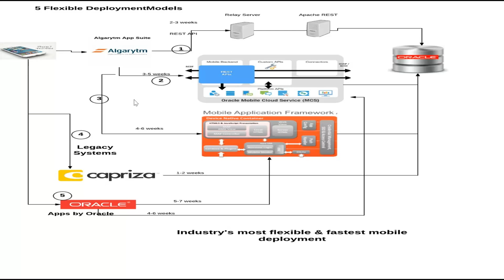In summary, our apps we can support on-premise, cloud, and the Mobile Application Framework. And for completely custom apps, for legacy systems, we leverage the Caprija platform. We could also help with the standard apps provided by Oracle, along with customization services. So these are the industry's most flexible and fastest deployment models offered by our organization.